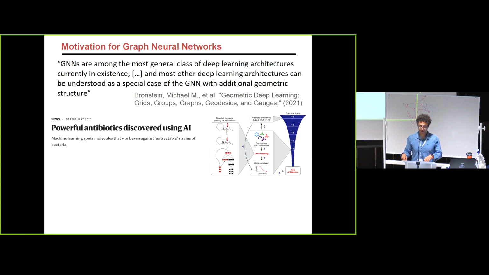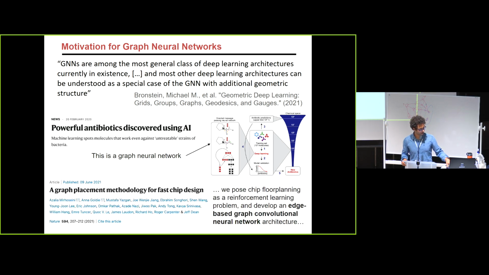So you'll see papers like this, the powerful antibiotics discovered using AI. But you have to read the paper a little bit in detail to figure out this is actually a graph neural network, what they consider as the architecture. This was, I think, a Cell paper. And this is a slightly more controversial result because of a recent discussion that came out of it.